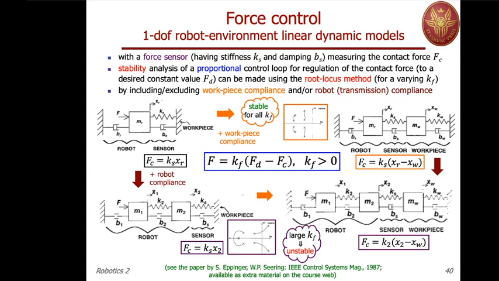So the result is that if you have a stiff workpiece, a sensor, and also a sensor and a compliant workpiece, and you increase Kf, you remain stable for all positive Kf. Instead, if you introduce compliance in the transmission of the robot, no matter if the workpiece is rigid or compliant itself, when you increase Kf, sooner or later you will get instability. And this is a nice analysis that can be made.